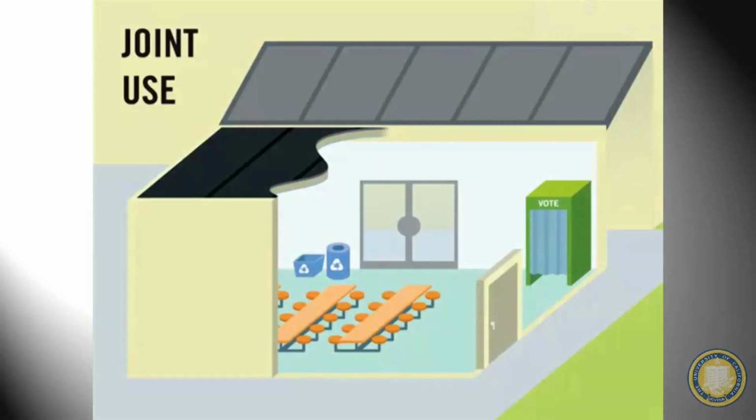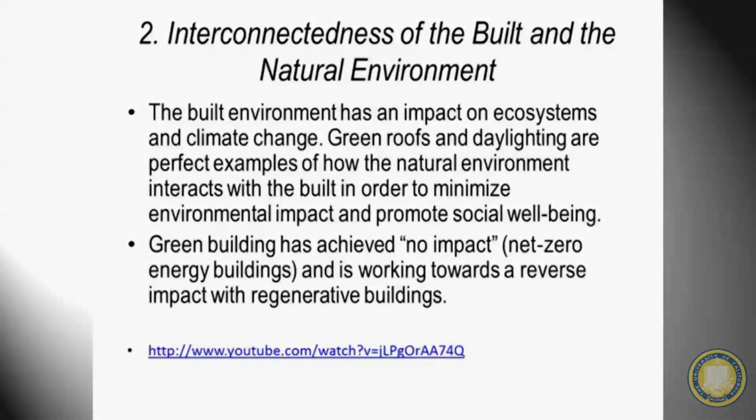Joint use, energy efficiency. So this is efficiency, maybe not in the energy sense, but in the sense of doing more with less. So how many people have voted at a local school? Almost all local schools combine cafeterias and multi-purpose rooms. This you can get credits for in a green building. Point two, the interconnectedness of the built and the natural environment. So two great examples of this are things we've talked about, green roofs and daylighting.